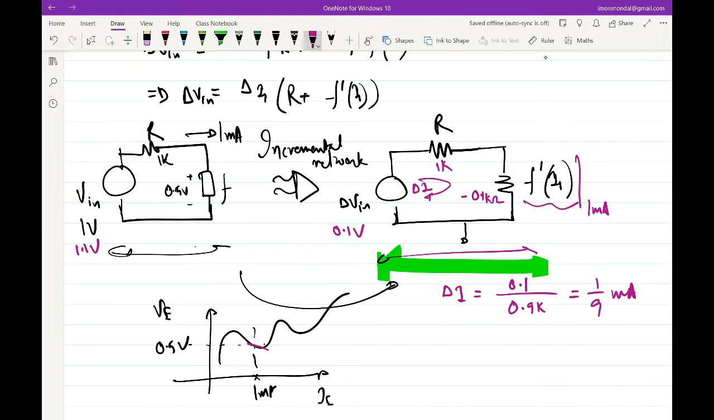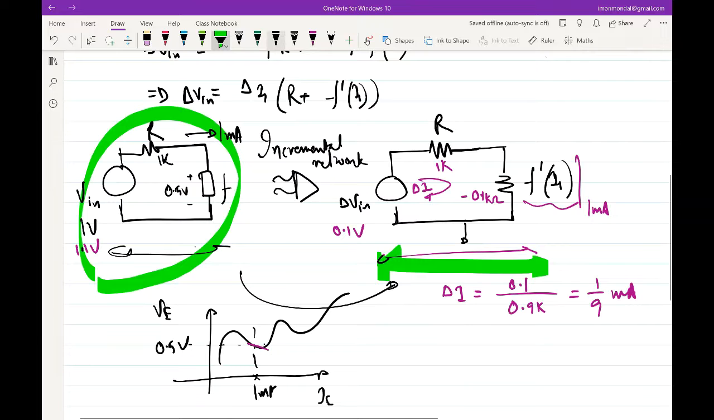So what will be, if I go back to the original network, the total current after I have applied 1.1 volt? Yeah, so 1 milliamp plus 1 by 9 milliamp, right? So the original current was 1 milliamp. I will add 1 by 9 milliamp that I found from the incremental network. So whatever there was originally plus whatever is the increment is the new total, right?